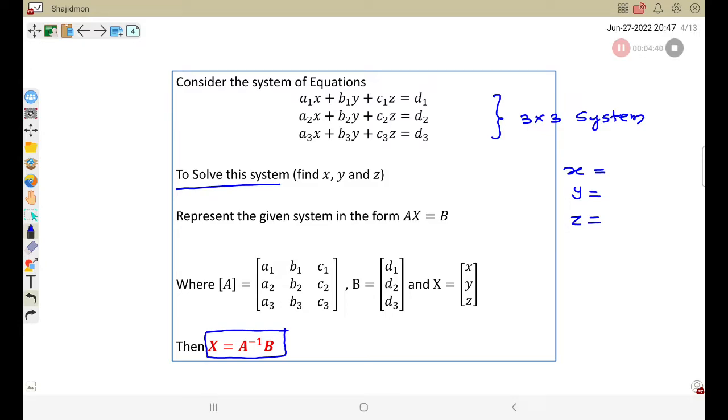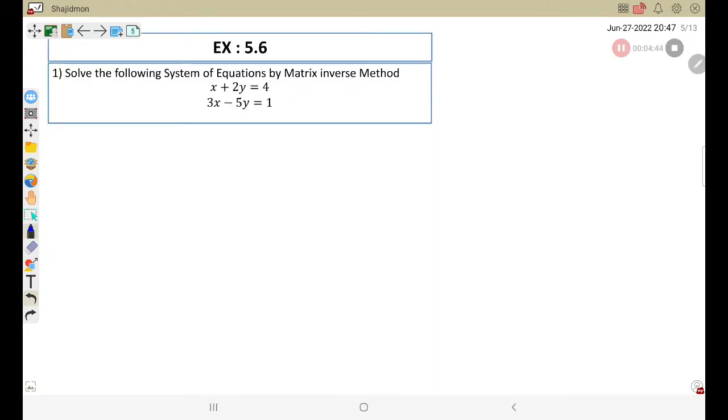Okay, let's go to the questions so that we will understand more. First question: solve the system of equations by the matrix inverse method. Solve, you can underline the word solve. Solve means we need to calculate x and y.